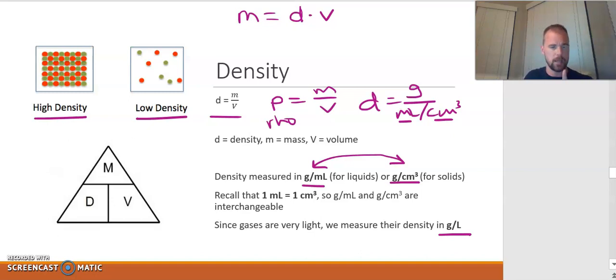But a nice little trick to help you is you can use this triangle down here with density and volume on the bottom and mass on the top. What you do is you cover the letter that you want to solve for, and what you're left with is the math equation. So for example, if I wanted to solve for mass, cover mass, what are you left with? Density times volume. What if I asked you to rewrite the density equation in terms of volume? Using that same trick, cover volume, what am I left with? Mass divided by density. So it's a little trick you can use to help you solve problems.